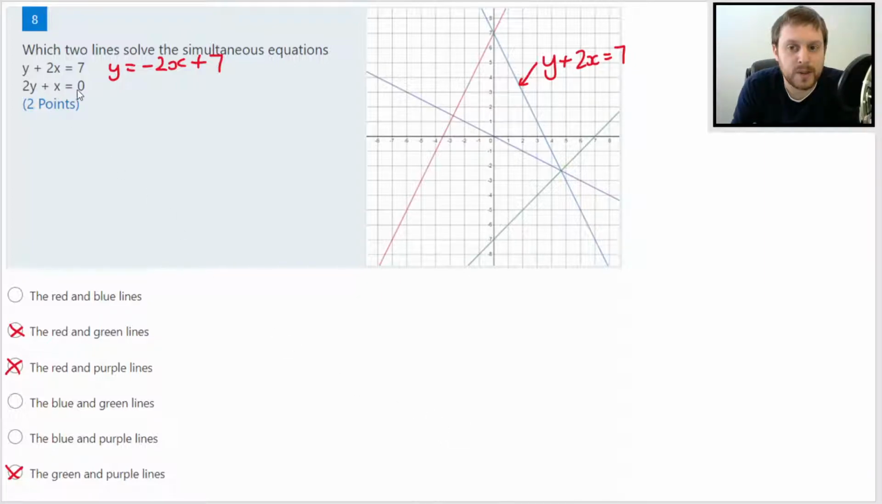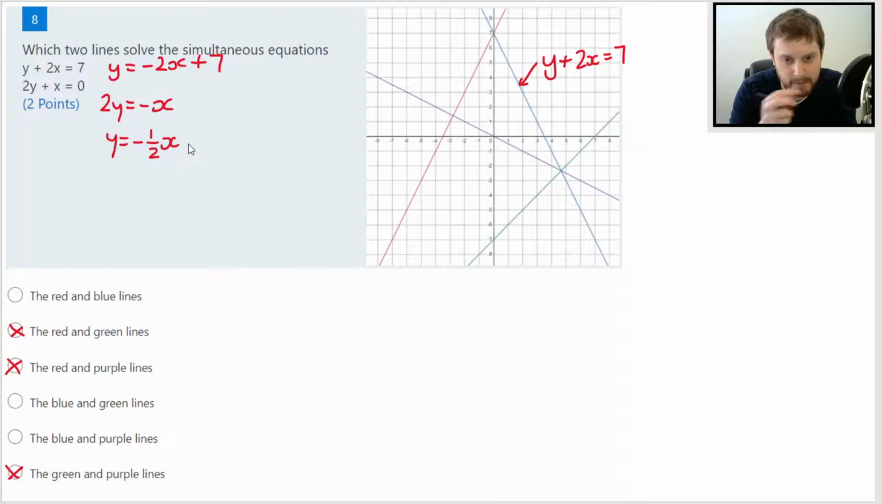2y add x equals 0. Well, let's make y the subject. So 2y will be minus x, and then y will be minus a half x. Okay, so it's got a negative gradient, and it's different to the blue line. It also goes through 0 on the y-axis, right? It goes through 0, 0. Well, that's the purple line.